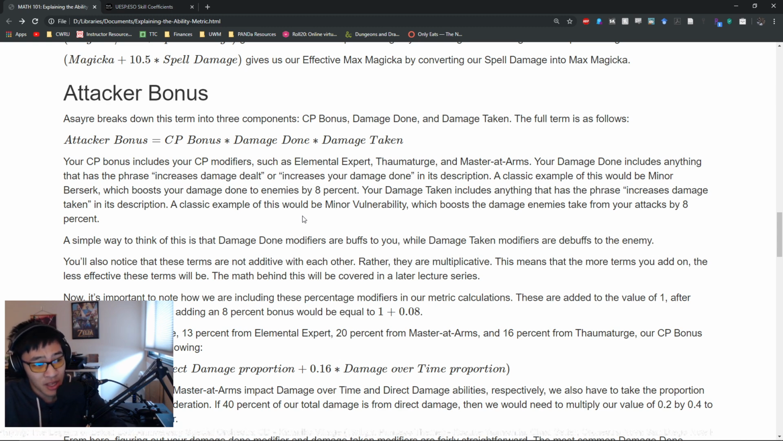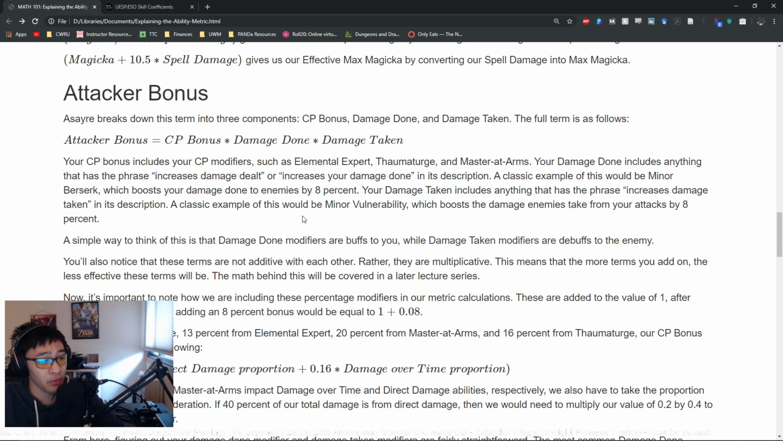One of the best ways to think about it is that damage done modifiers, generally speaking, are going to be buffs to you, and damage taken modifiers are debuffs that are applied to the enemy. So things like Martial Knowledge, Zen's Redress, those are debuffs that you apply to the enemy, and so those are damage taken, and it's kind of also reflected in the way that their 5-piece effects are worded, things like that.